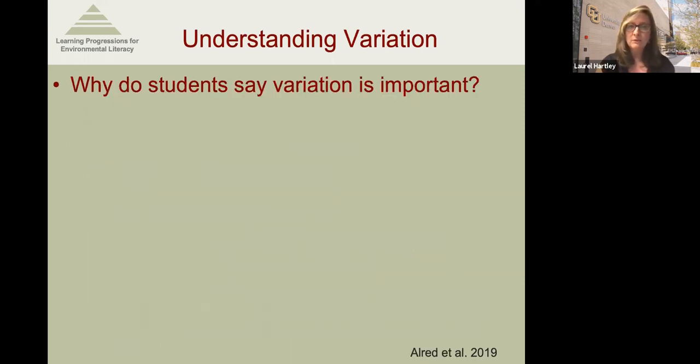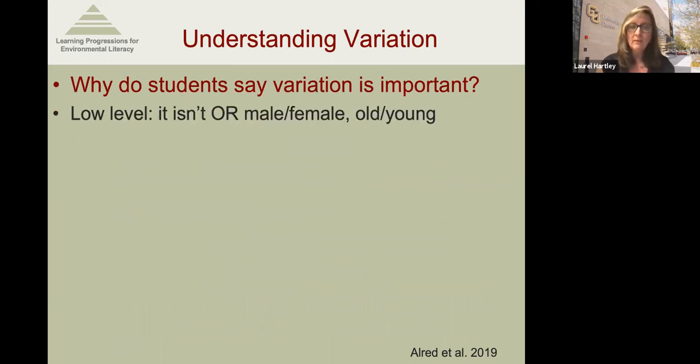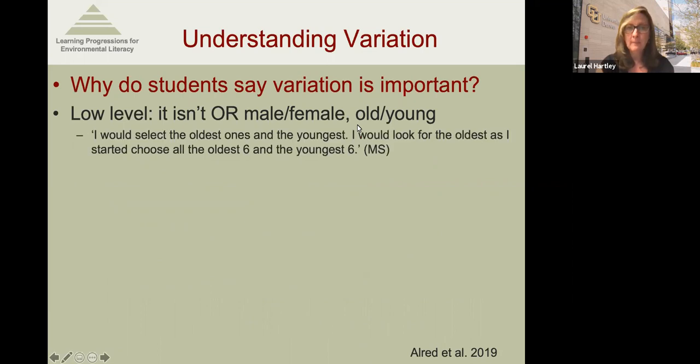And why do students say that variation is important? At the lower level, they either said it wasn't, they didn't acknowledge it, or they gave answers that looked at dichotomous things like male or female, old or young. Here's an example: I would select the oldest ones and the youngest. I would look for the oldest as I started to choose all the oldest 6 and the youngest 6.